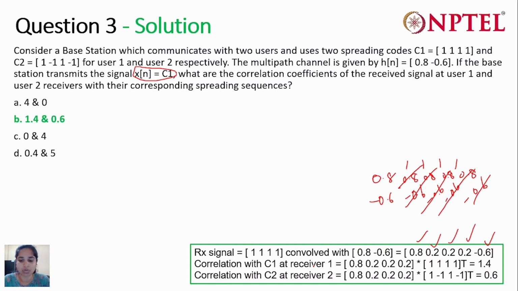to find the correlation with respect to user 1, and then for the correlation with respect to user 2, you will have to correlate the received signal with the second spreading code, 1 -1 1 -1 transpose. So the answer we are getting is 1.4 and 0.6. The answer is option B.